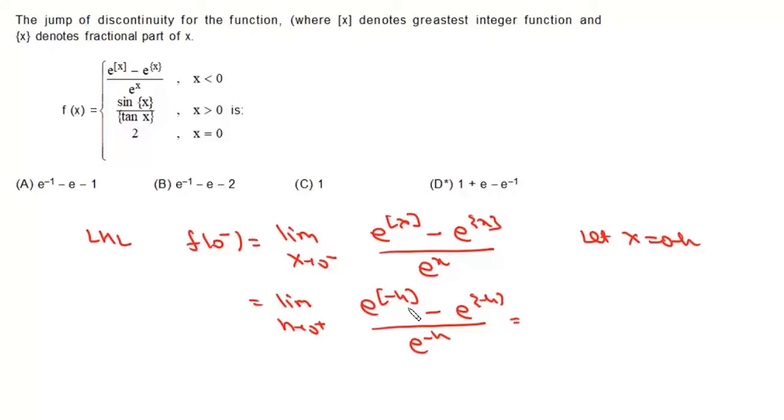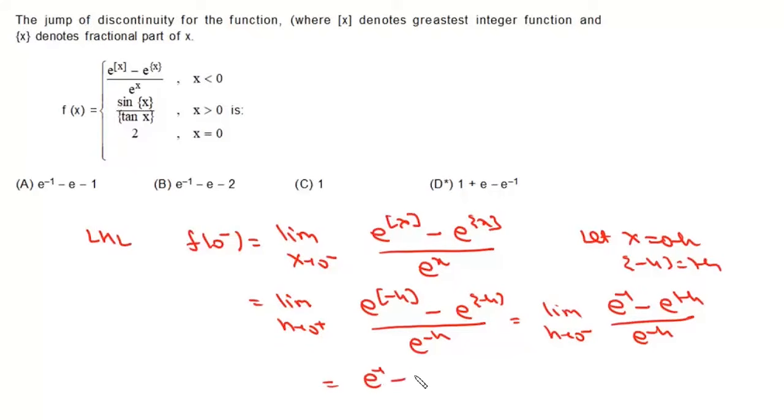Now greatest integer function of minus h is minus 1. So it will be this limit, h tends to 0 positive, e to the power minus 1 minus e to the power of the fractional part of minus h, which will be 1 minus h. So it will be e to the power 1 minus h upon e to the power of minus h. Now we'll put h equals 0. It will be e to the power minus 1 minus e upon 1. So our left hand limit is 1 upon e minus e.